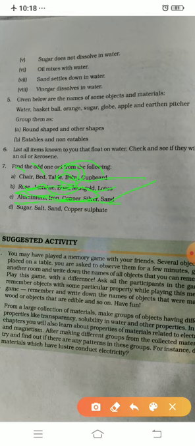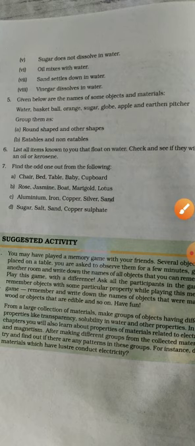Now the last one, sugar, salt, sand and copper sulfate. Here sugar, salt, copper sulfate dissolve, and sand is undissolved in water. So this was all about chapter number 4.